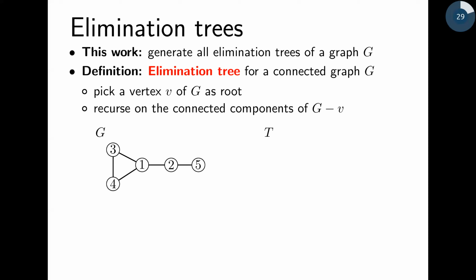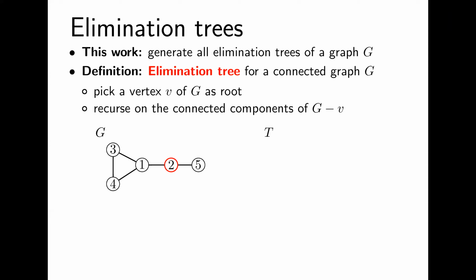So let me show you an example. Let's say we look at this graph G here with 5 nodes. And on the right-hand side, I want to construct one particular elimination tree for this graph G. So let's say we pick the first vertex 2.